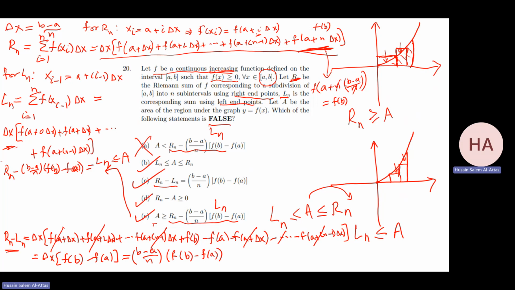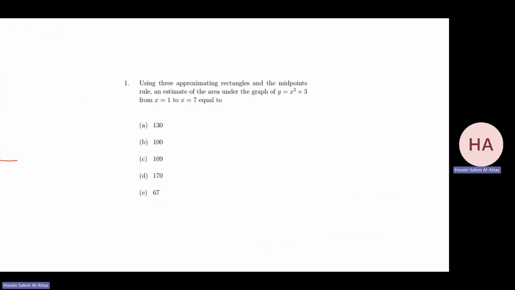Notice this: Rn minus Ln will be delta x times f of b minus f of a. That's exactly what we have. And since the function is increasing, the area using right endpoints will be greater than or equal to A. Using the left endpoints, it will be less than or equal to A. Now we'll go back to these questions. Easy ones, just calculations.